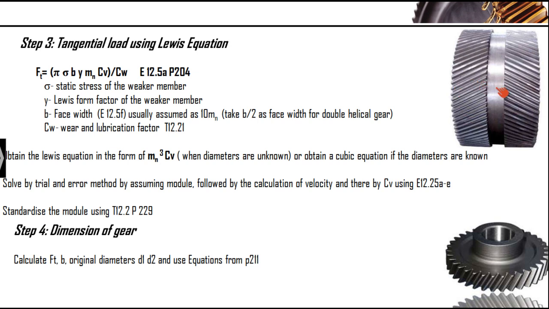These two teeth are in touch with each other. So if we are designing a double helical gear, take b/2 as the face width. Please don't use b, you have to use b/2 as the face width. And y is the Lewis form factor for the weaker member.